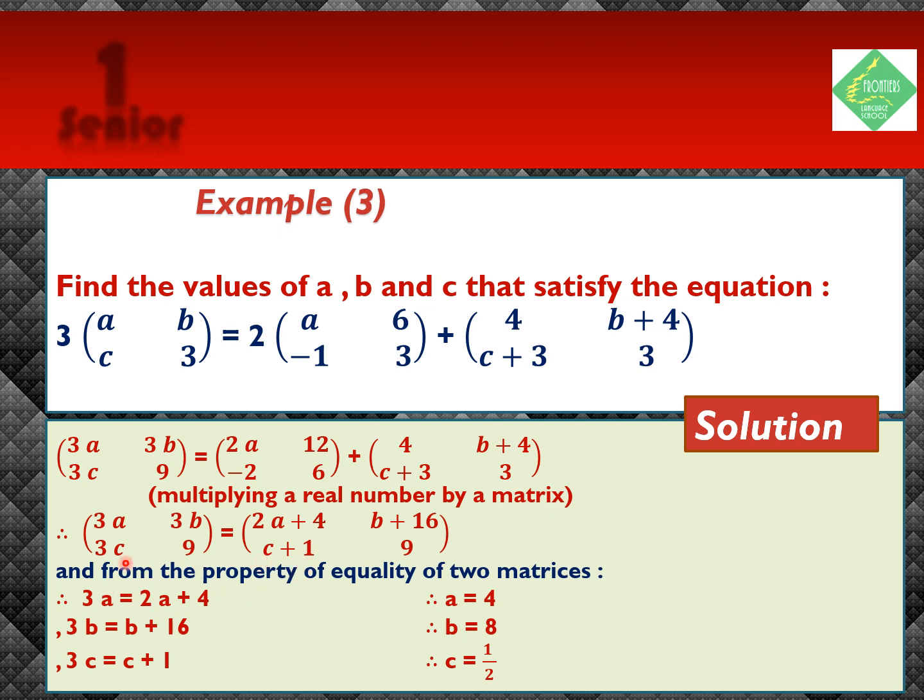Now you have c plus 1 equals 3c. So move c to the right hand side by negative sign, you will get 2c equals 1, and dividing both sides by 2 you will get c equals half.